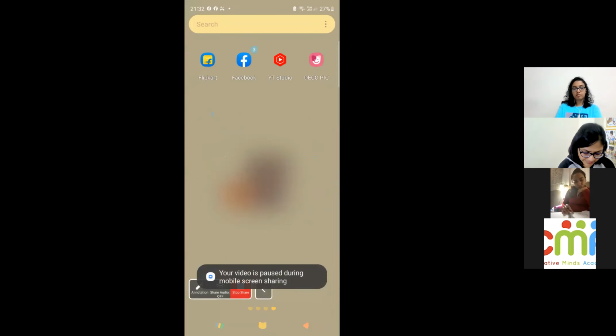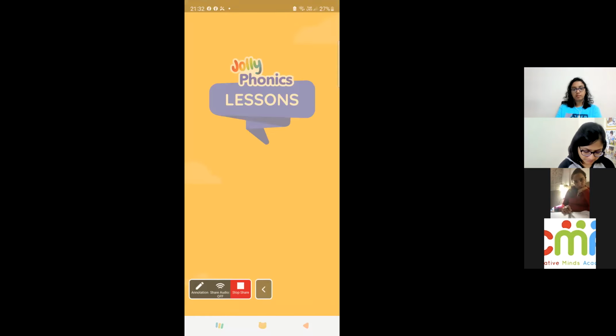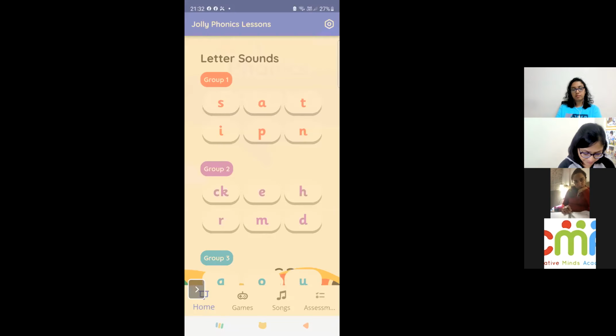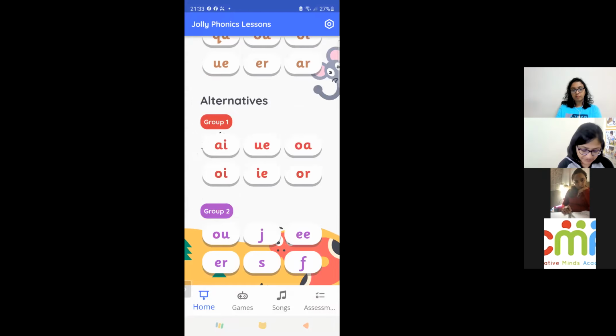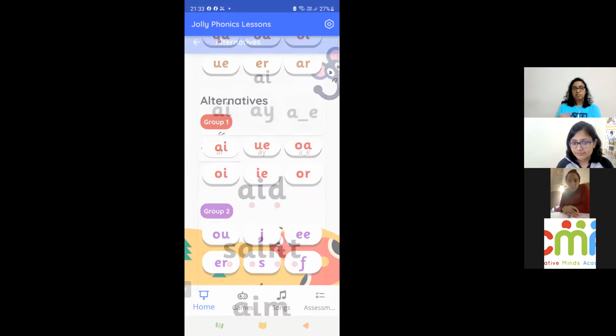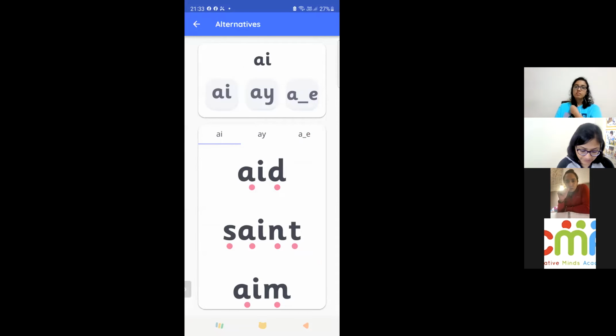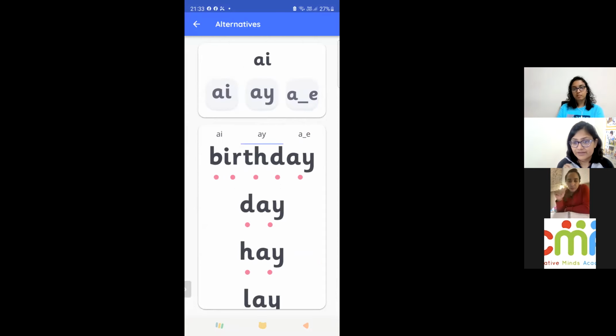Now, when we go to this app, after doing 42 sounds, we'll start with alternatives. We have done those spelling rules so that when we teach the children that a sound can come from a Y also, they know why, because I is shy to stand at the last, so toughy Y comes in. So when I click here, the children will know why it is AY and why it is not AI.